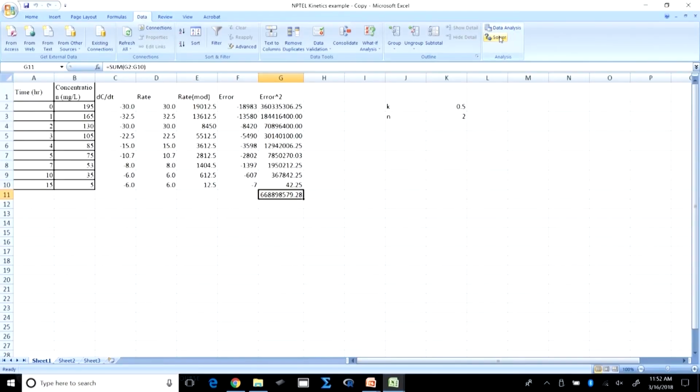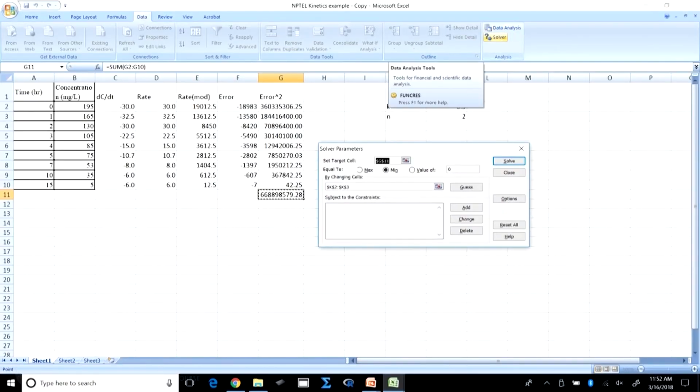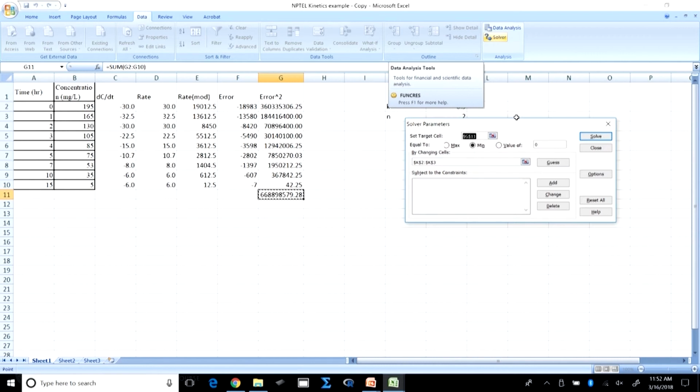Here we are going to look at Data, Analysis, and then Solver. Excel has this add-in. If you do not have it, you can go to Options in Excel, then Add-ins, and add the Solver and Data Analysis tool pack if you do not already have it installed. And how does this help us? Here I have a value for the sum of squared error for a particular value of these two variables, which are the rate constant and the order.